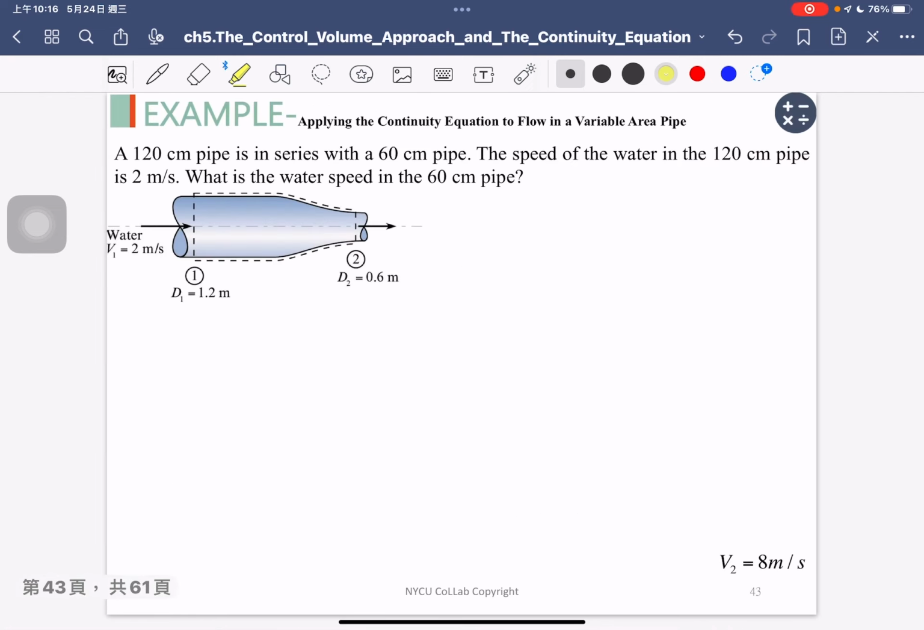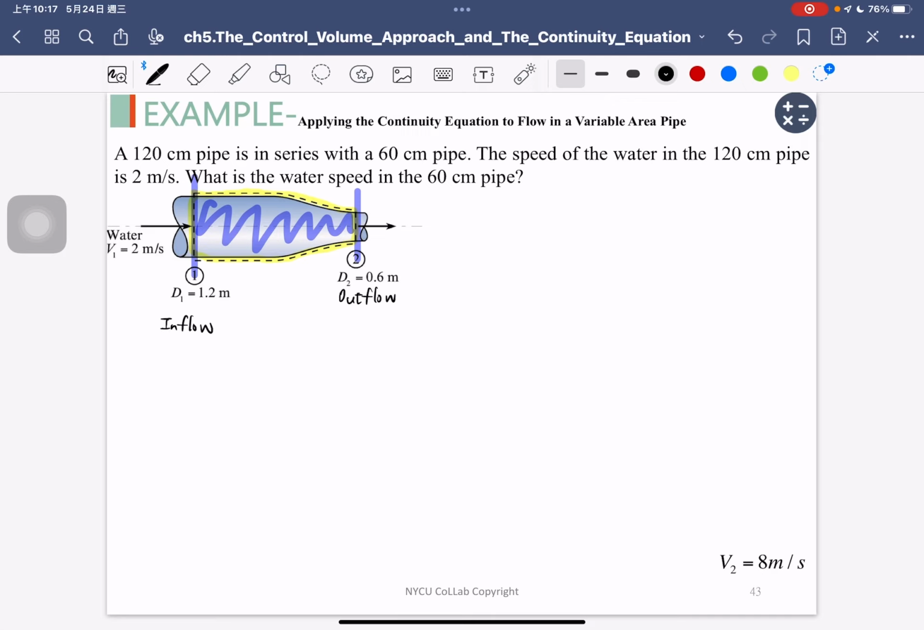It's a very simple exercise. We depict the control surface, and inside there is our control volume. We can draw two cross-section lines, cross section 1 and cross section 2. Cross section 1 here is our inflow, and there is our outflow. And as you can see, the diameters of the two cross-section areas are different.